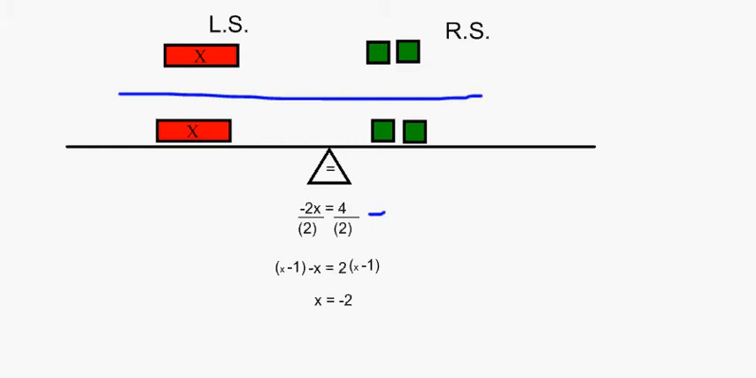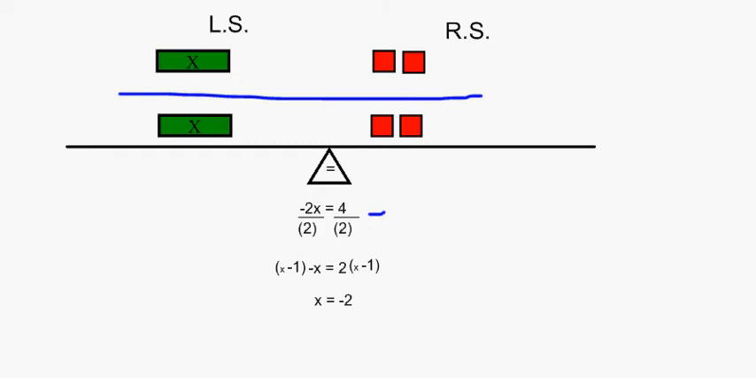And whatever I did to one side, I did to the other. So my reds are now greens, and my greens are now reds. And it shows that x, positive x, is equal to negative 2. And there it is right there.